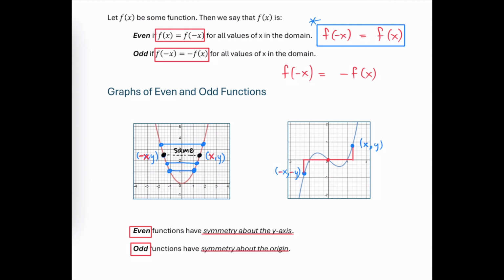So if those y values are the same measure but opposite in direction, then we get a function that is odd, or symmetrical about the origin. And this algebraic test basically says that it's true no matter what x value I plug in. This was an arbitrary x value. So if this is true for all x's, then we have a function that we say is odd.